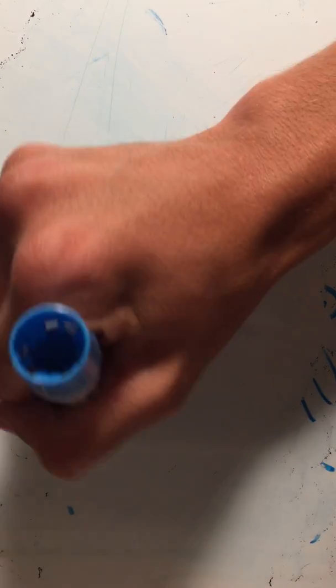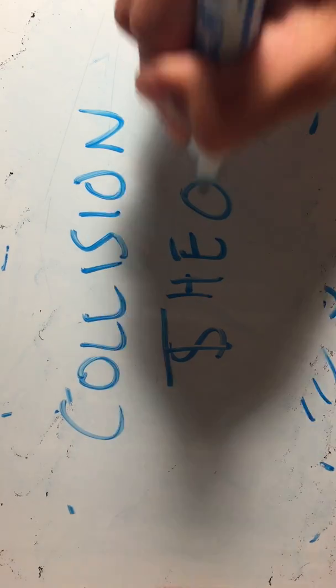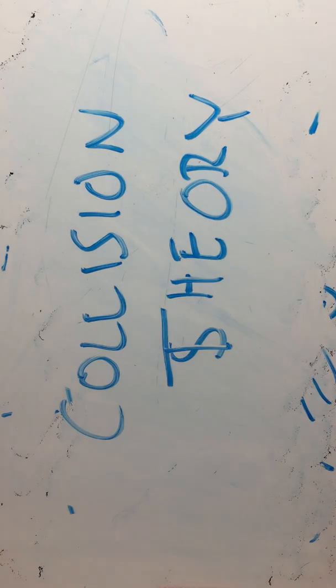So collision theory stands as the reason why reactions do not happen all at once. It is the reason why we can study other things like reaction rates and the time it takes to do reactions.